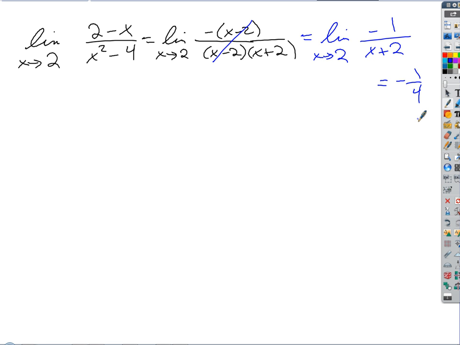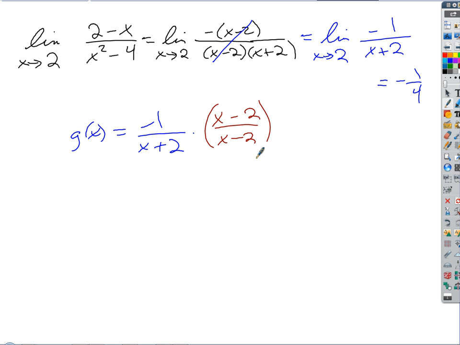Think of it this way. If I took this function, if this was f of x, maybe that's g of x, right? If I took this function and I multiplied by 1, am I changing it? No, right? 1 is the multiplicative identity. It preserves the identity of anything I multiply it by, correct? Okay, but what if I make that 1 in the form x minus 2 over x minus 2?